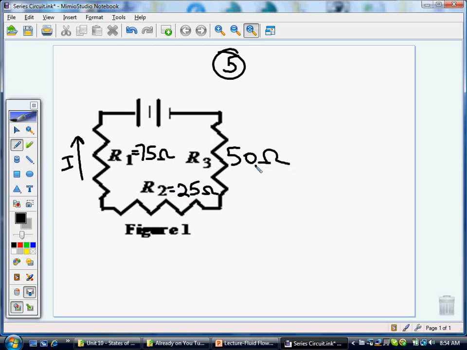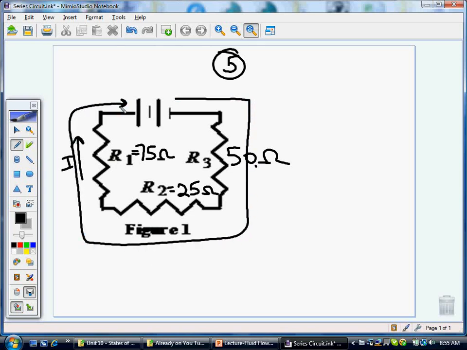So what we need to look at in this problem is to decide what resistance is experienced by the current going from one side of the power supply all the way over to the other. So the first thing, find your equivalent resistance. And by the way, it does say that your potential difference across the power supply is going to be 6 volts.